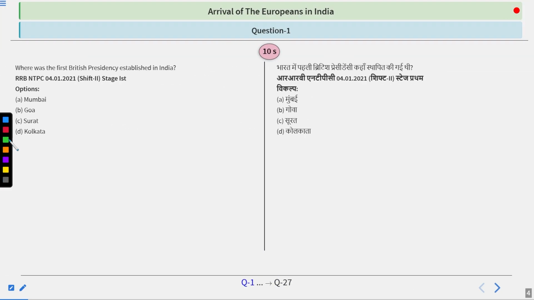So first we have is, where was the first British presidency established in India? So options are Mumbai, Goa, Surat and Kolkata. So take your time and try to find out the answer. And I guess you have figured out the right answer.